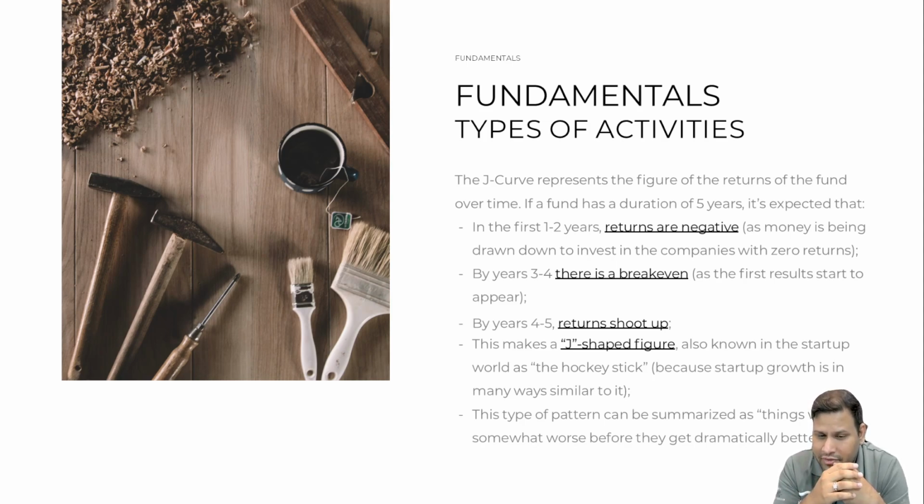At least in the first year or couple of years, we might have declining profits, or maybe no profits or negative profits, and thereafter we will go to the break even. Thereafter, it will slightly cross the symmetrical line. So this makes a J-shaped curve. This is like a hockey stick. This type of pattern can be summarized as things somewhat getting worse before they get dramatically better. This is what we also call it in the industry.